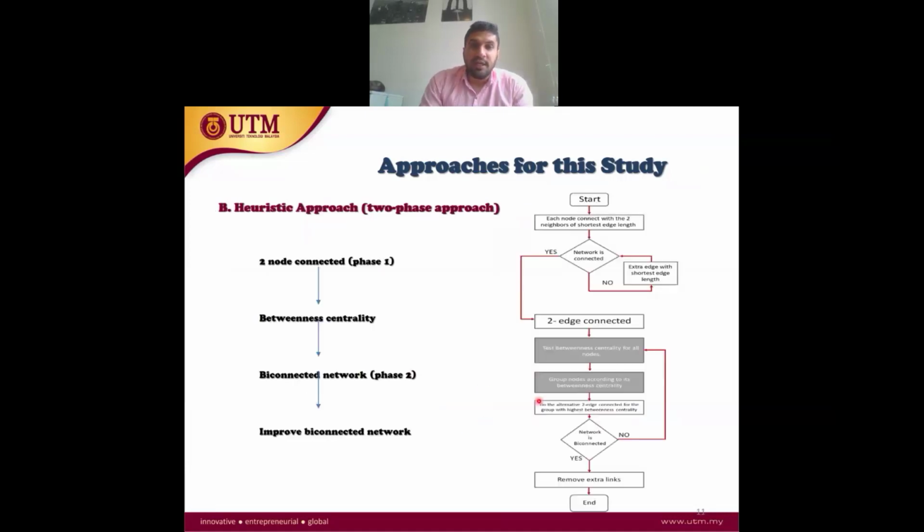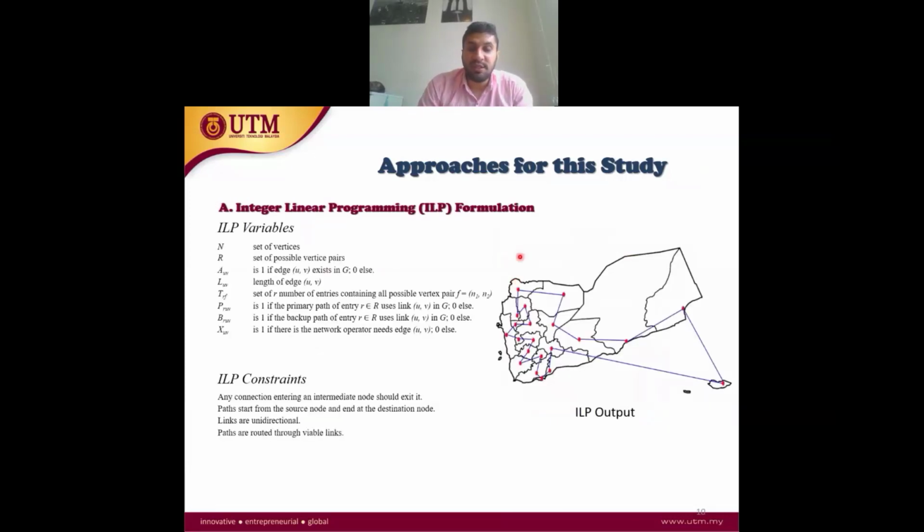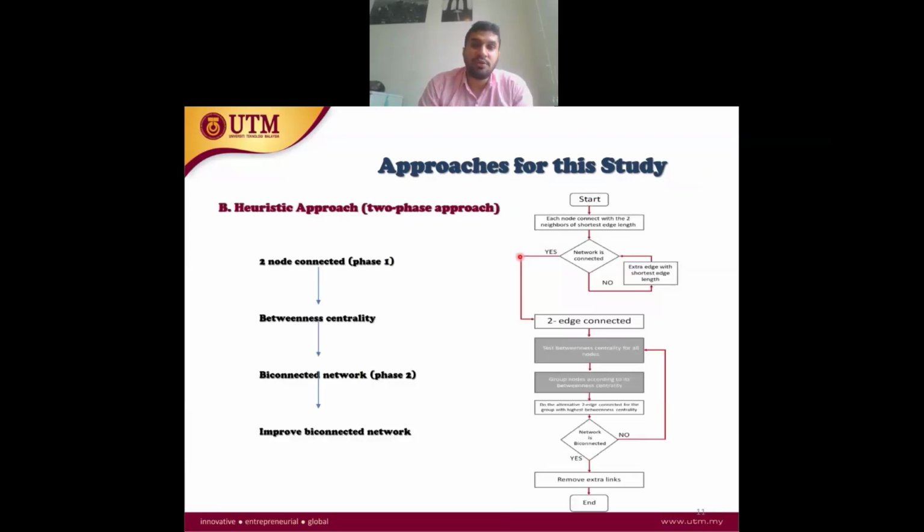Okay, here I have to mention that the first one, ILP, sometimes consumes a long time, and also our device has to have high performance. The second approach, which we call the heuristic approach, is easier and faster. It's not complicated. It's easier and faster.